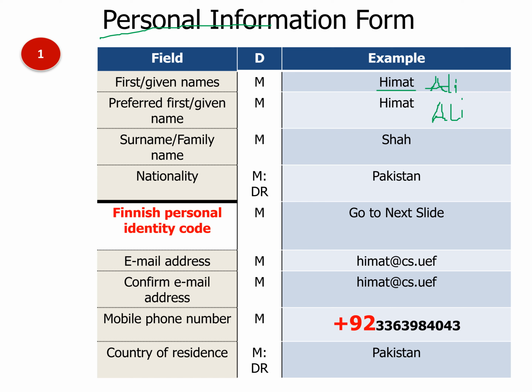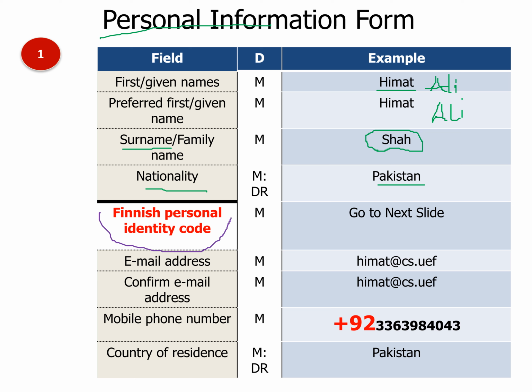And then we have surname, family name. That is very important. That is how it appears on your passport as a surname. For example, in my passport, it is Shah. So you choose the same as on your passport as a surname or last name. Then nationality: my nationality is Pakistan, so I write Pakistan. If you are Indian, Bengali, Nepali, whatever nationality you have, you just write it here.